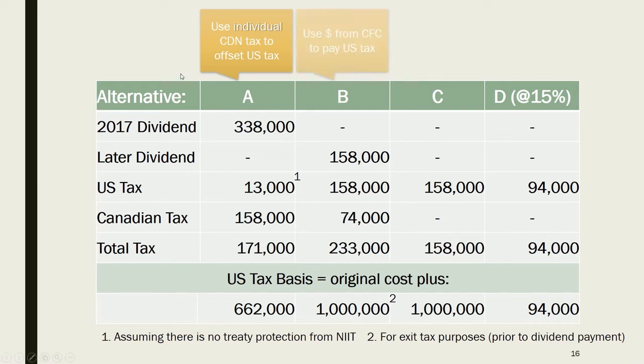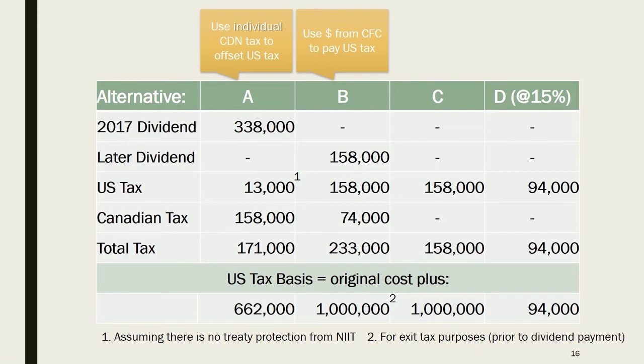Okay, so that's A. For B, we're going to pay this tax out of money that's inside the corporation, which means it has to get out of the corporation to pay the tax individually, which means a dividend. But we're going to do the dividend after renouncing so that we don't have to worry about that net investment income tax. And so the dividend amount is going to be the $158,000, generating $74,000 of Canadian tax. No tax credits allowed. We are being double taxed here because that $74,000 of tax is on the same income that we've just paid the U.S. $158,000 of tax on.